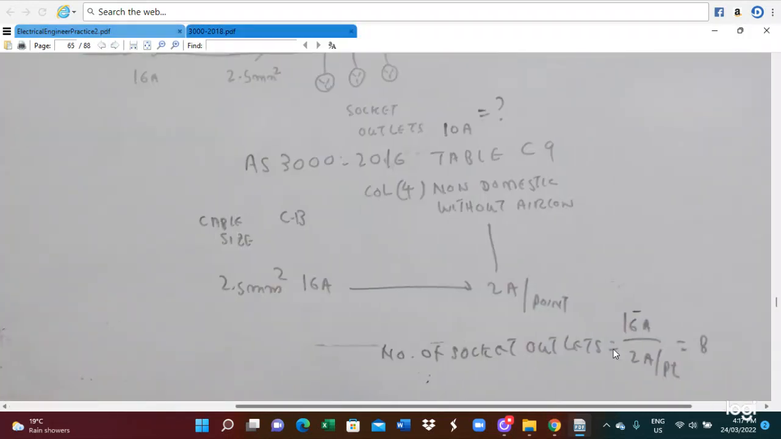Okay, but circuit breaker rating is 16. So the 16 divided by 2 ampere, so you can connect the 8 point. So this is the way we calculate it.